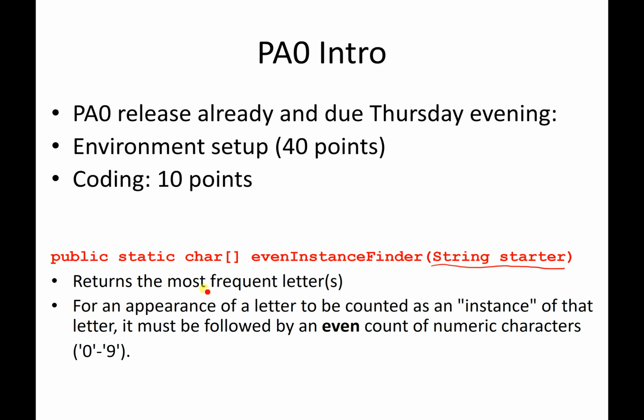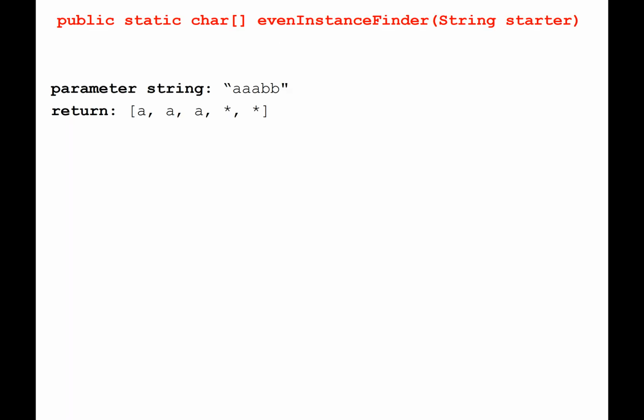And how do we define the frequency? Frequency, in general, we say is how many times something occurs. We define an occurrence or instance of a certain letter as follows: if that letter is followed by an even count of numerical characters, that is between 0 and 9, then we say there is an instance of that letter. So what does this mean? Let me give you a couple of examples.